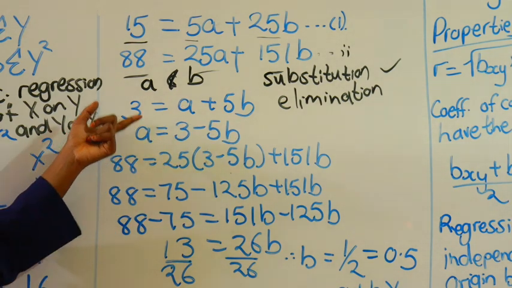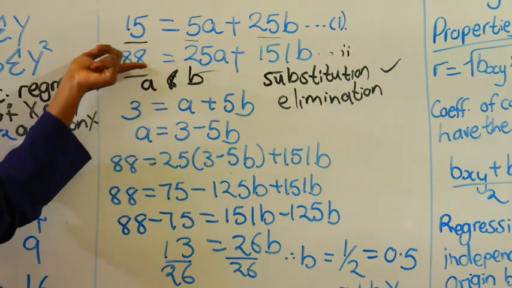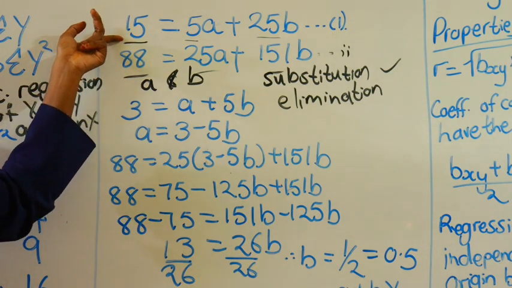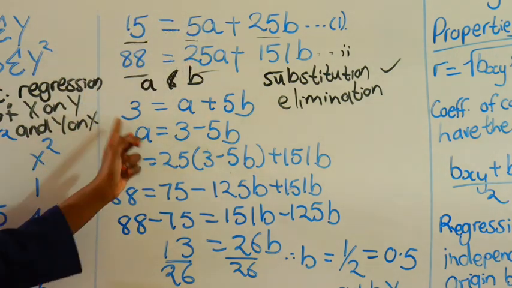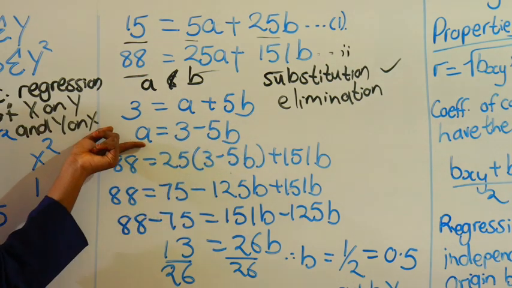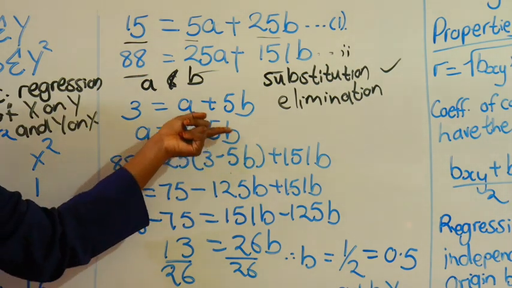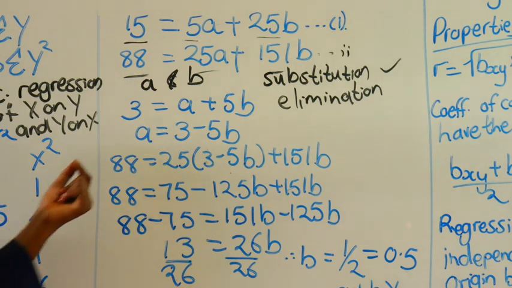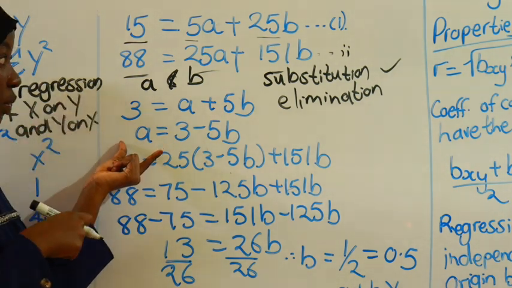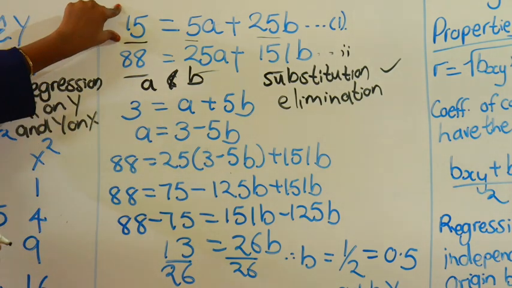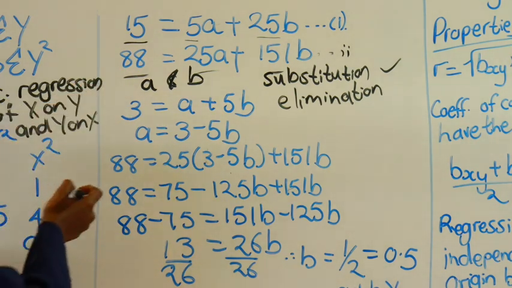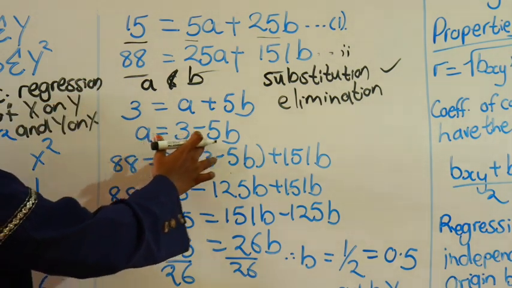Now, when you're solving by substitution, you take one of the equations. For our case, I took equation 1. I simplified it. Simplifying it means I divided it by 5 to make it simple, so it became 3 is equal to A plus 5B. So I made A the subject: A is equal to 3 minus 5B. Okay? Now you take this equation and substitute it in the second equation. So where you have A, you replace it with 3 minus 5B.